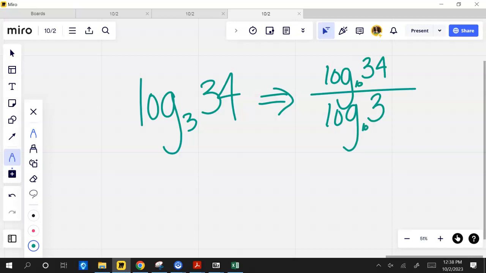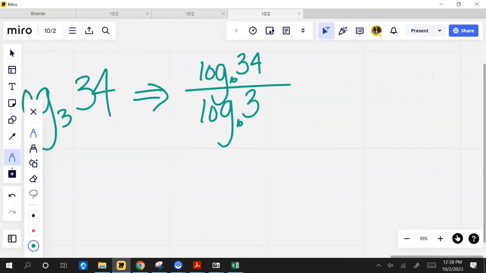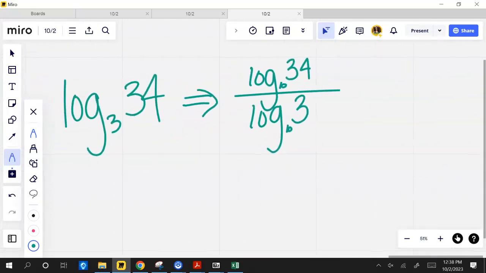Should be between what and what? Three to the third is 27. Three to the fourth is 81. So it should be between 3 and 4. Yeah, see what you get.